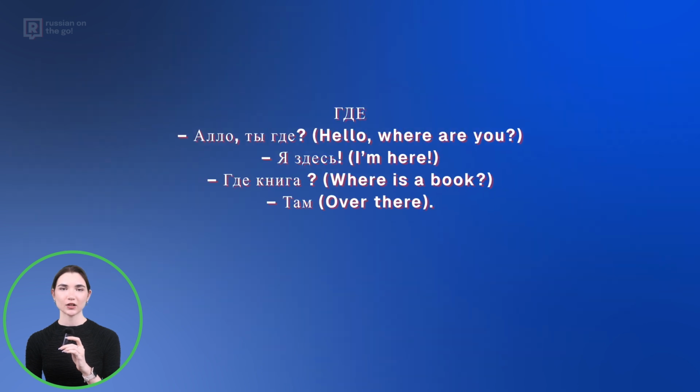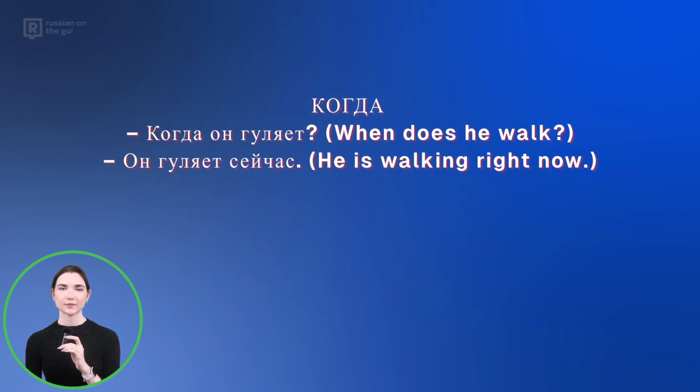Где? Алло, ты где? Hello, where are you? Я здесь. I'm here. Где книга? Where is the book? Там. Over there. Когда? Когда он гуляет? When does he walk? Он гуляет сейчас. He is walking right now.